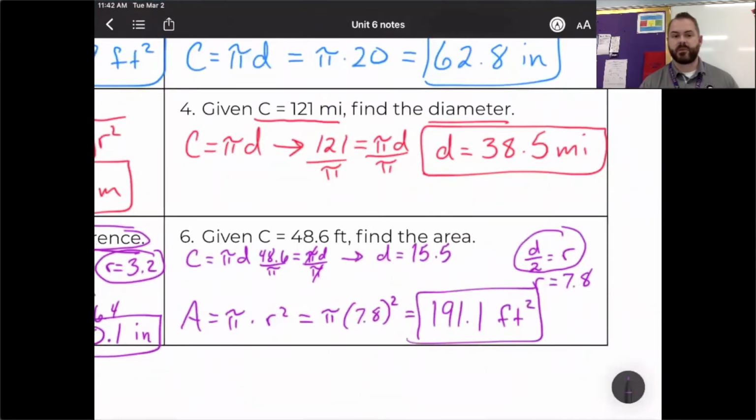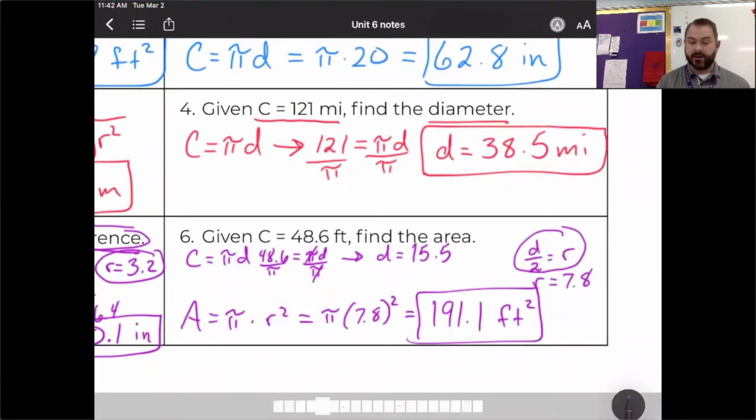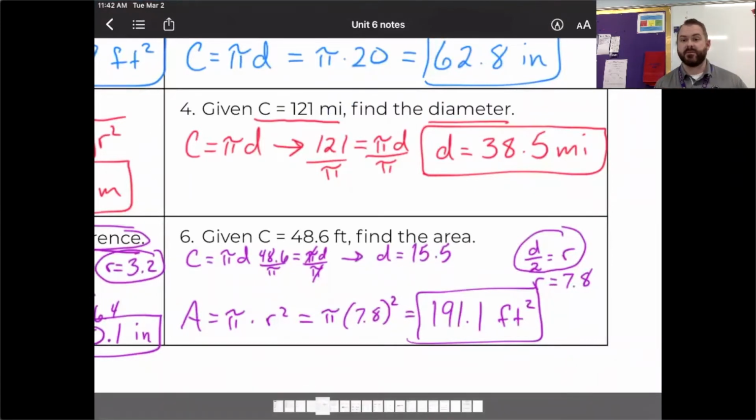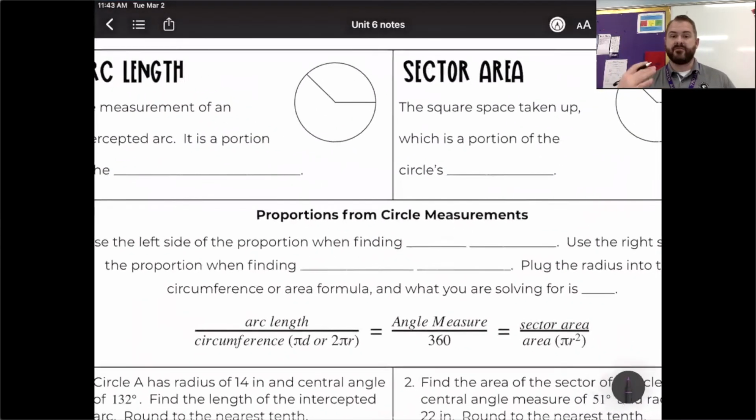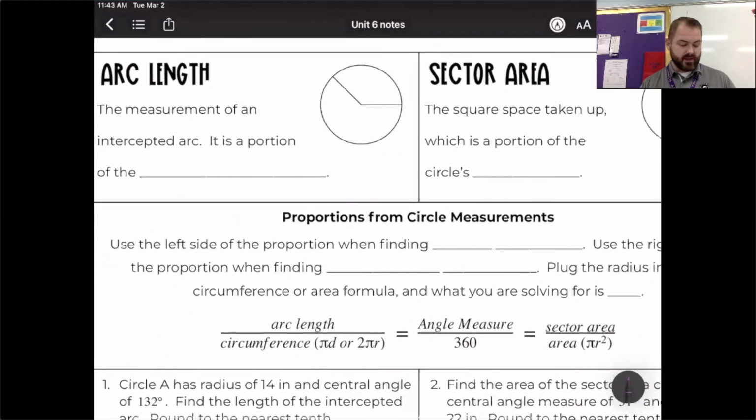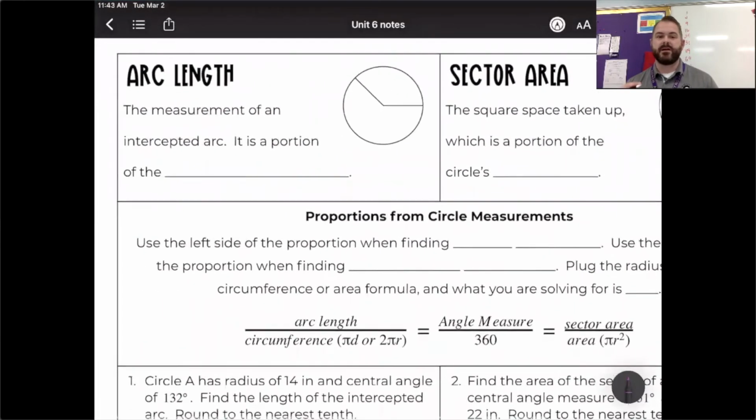Okay. All right, let's continue right along and take a look at the next set of examples. These next two big ideas are called arc length and sector area. So I'm going to explain what these are. In the previous lesson, we looked at arcs and we talked about arcs having a measure. Arcs have measure based on degrees, but they also have a length based on a portion of the circumference.